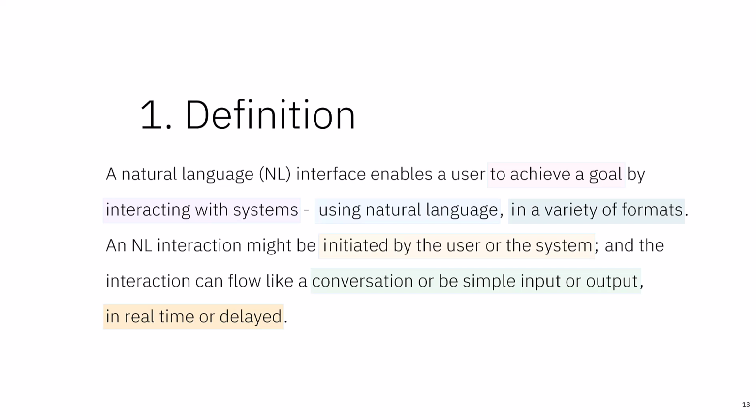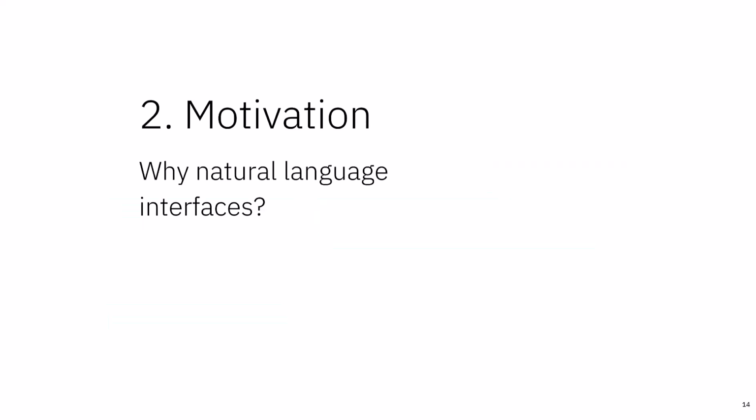Here's a definition that collects together all of the things from the previous slides. A natural language interface enables a user to achieve a goal by interacting with systems using natural language in a variety of formats. A natural language interaction might be initiated by the user or the system, and the interaction can flow like a conversation or be simple input or output, in real time or delayed. This doesn't have to be the only definition of what a natural language interface is, but keeping in mind all those different aspects will help you from falling into the trap of assuming that every natural language interface is a chatbot.